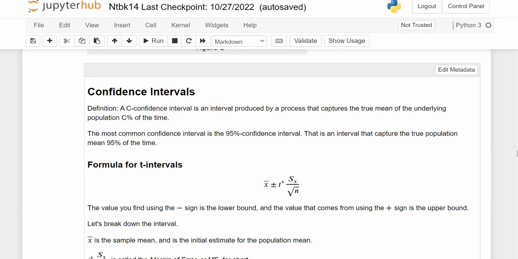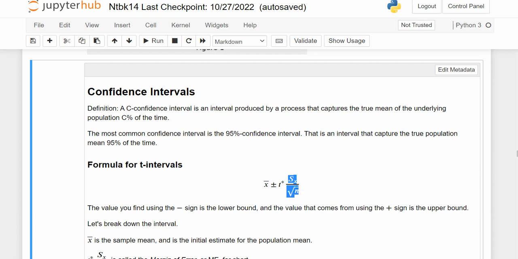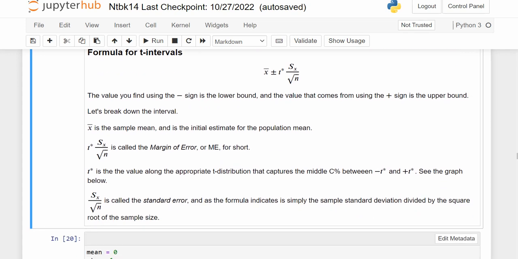And this is the way that statisticians estimate. Okay. Do you need to know this formula for the t-intervals? No, you don't. But it just shows you that we're going to use, this is the sample average. So we're going to calculate the sample average. This is the sample standard deviation divided by the square root of the sample size. And then this T star can be figured out. And together, this T star times the standard deviation divided by the square root of the sample size is called the margin of error. Okay?